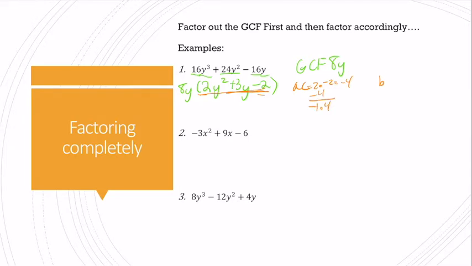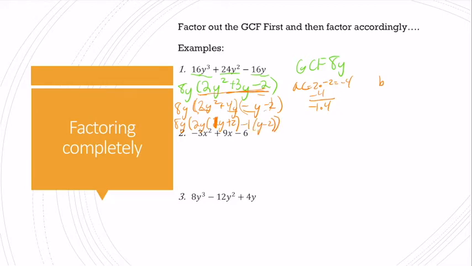So I still have my 8y on the outside over here. Guess I needed more room than I thought. 2y squared plus 4y minus y minus 2. And then I can factor by grouping. 8y times the greatest common factor of 2y squared and 4y is 2y. That just gives me y plus 2. The greatest common factor of negative y and negative 2 is a negative 1.